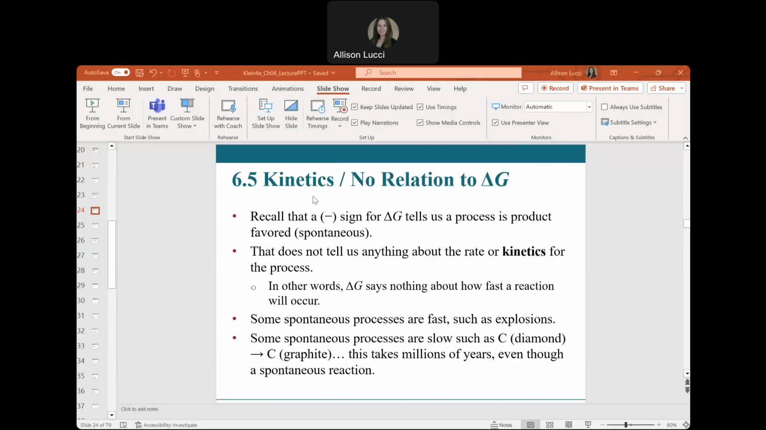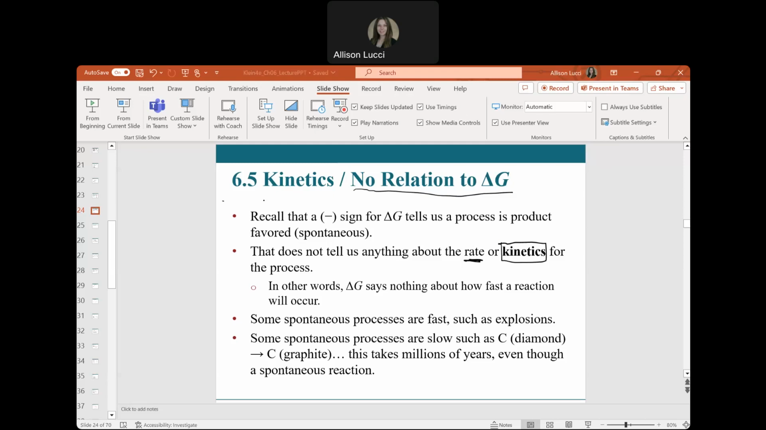So let's discuss section 6.5 now. And you notice that the title here has kinetics, and right next to it, no relation to delta G. So they really want to remind you that the delta G, or the Gibbs free energy value that you find, really doesn't tell you anything about the rate or how fast a reaction is, or what we'll call the kinetics of the process. Even though we do know that when we have a negative delta G value, our process is product favored and spontaneous in that forward direction.